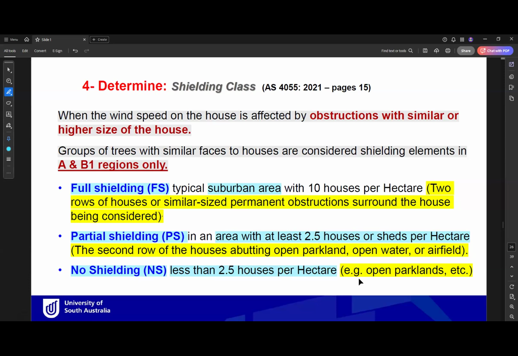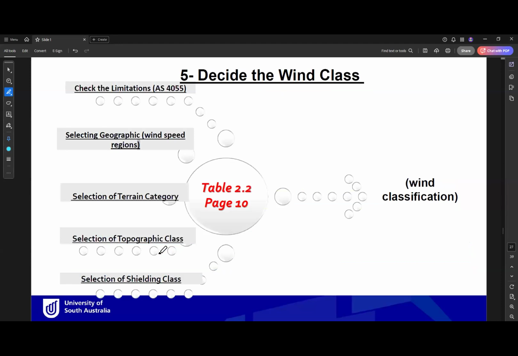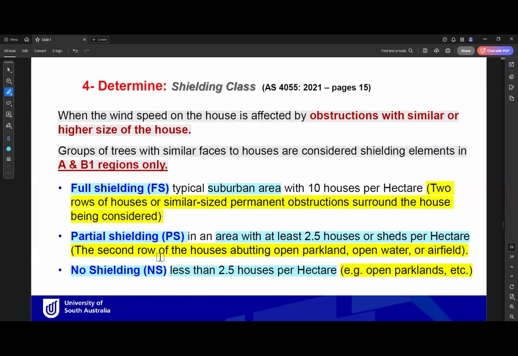Also, in the project details, you will find that the shielding condition is given to you, whether it is full shielding, partial shielding, or no shielding. But if you want to find it yourself, you will need to go to the standard and use the number of houses or the location of the building to find if it is full, partial, or no shielding.